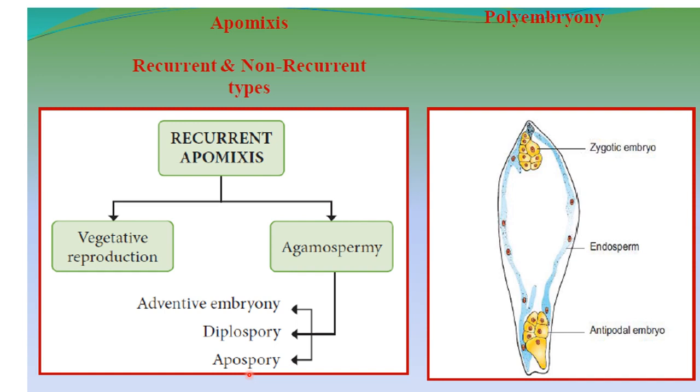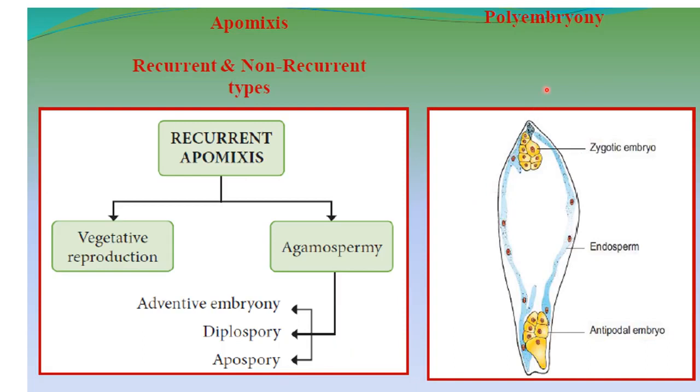Apospory: the megaspore mother cell divides meiotically into four megaspores, but they gradually disappear. And so a nucellar cell becomes active, and if it gives rise to an embryo sac without syngamy, that process is called apospory. An example for this is Parthenium.